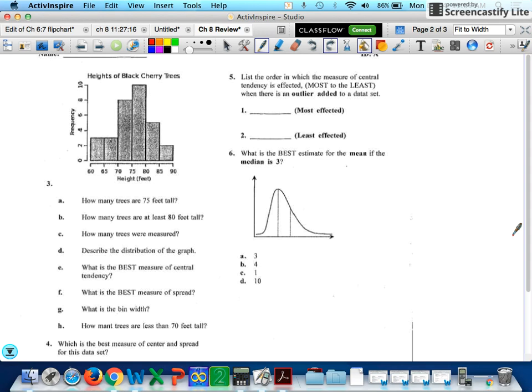On the back page of our review, number 3 is a histogram, and it's going to ask me a lot of questions about it, okay? One of my personal favorite things to do anytime I have a histogram problem is I start out by labeling all the frequencies. What that means is how high every single bin was. So this one goes up to 3, 3, 8, 10. This one's at 5. It's a little tough to tell, but it's in between those.